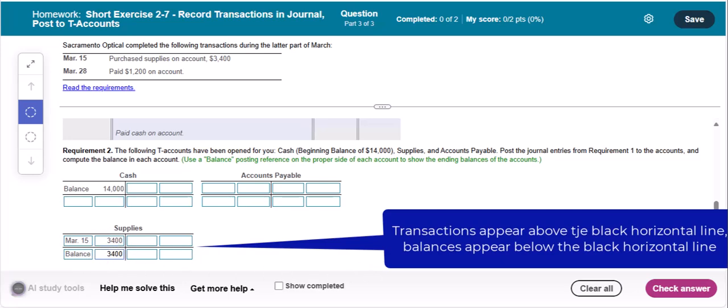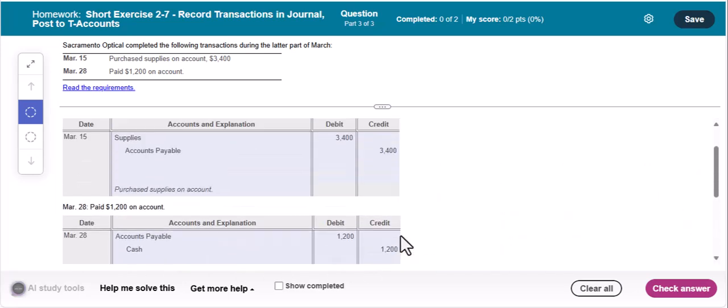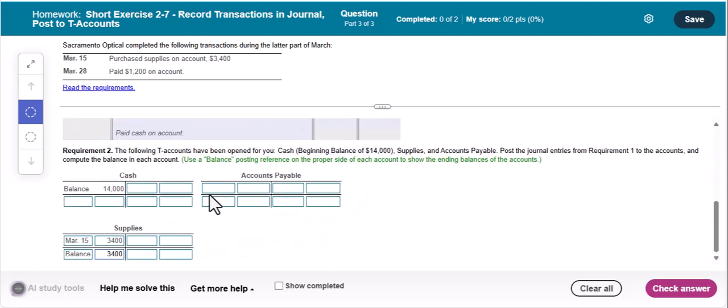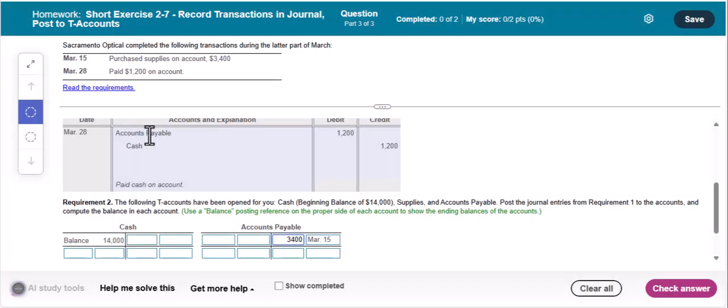Then we're going to scroll back up to requirement 1 and see what our next account is. So we have accounts payable, a credit for 3,400 on March 15th. So we'll scroll back down. We're going to have March 15th as our date first, and then we are going to credit for 3,400 just like it was in the journal entry. And again, we have that balance line below, but notice our second transaction also deals with accounts payable, so we're not quite done with this one.